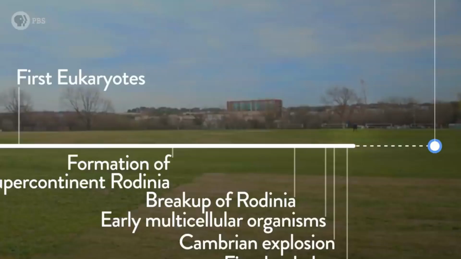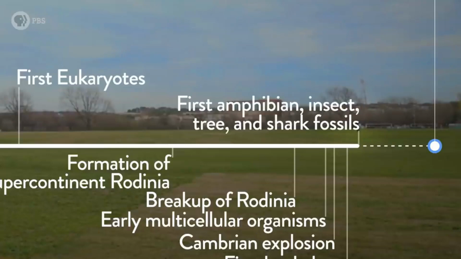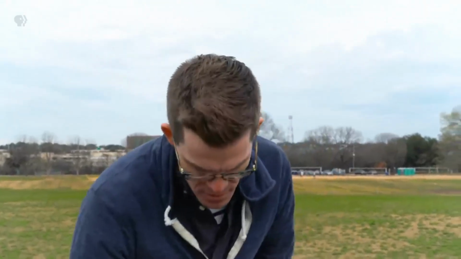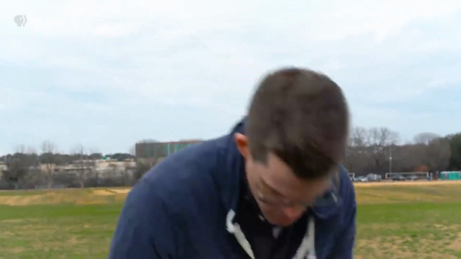400 million years ago, we find the first insect, the first amphibian, the first tree, and the first shark fossils, although I would assume not all in the same place. 359 million years ago, we find the first coal deposits. That's right, all those fossil fuels that we've been digging out of the earth and lighting on fire, they started forming about now.